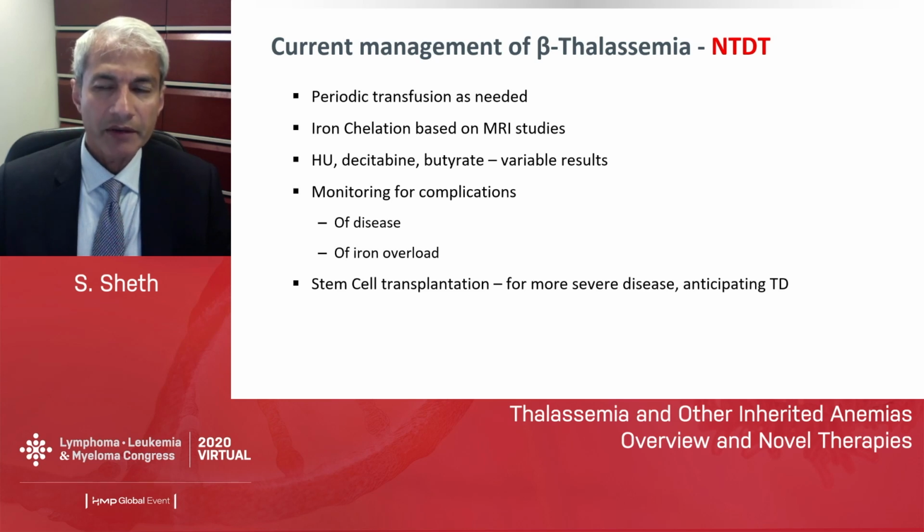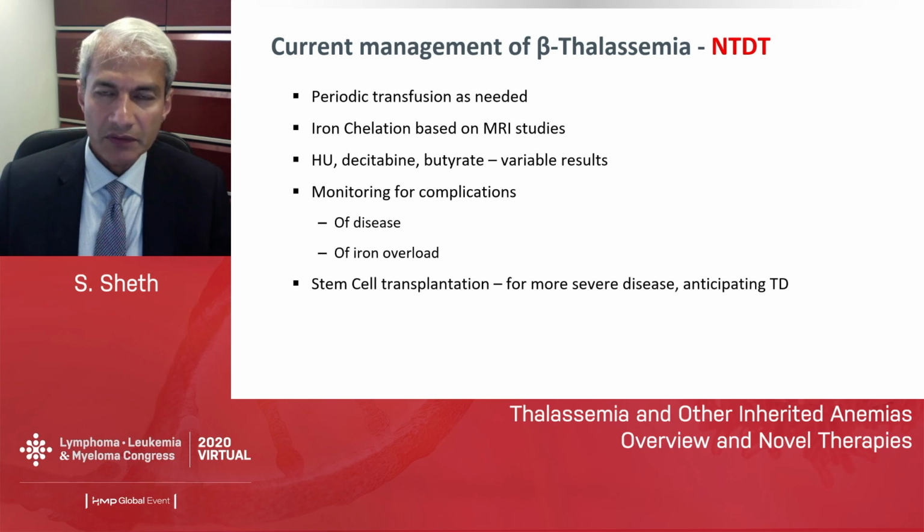Hydroxyurea, decitabine, and butyrate have all been used to try and modify erythropoiesis in these individuals. Results are variable and in general not very good, and so these are not really mainstays of therapy for non-transfusion dependent thalassemia. Obviously, you have to continue monitoring for complications, both of the disease itself as well as for iron overload. And stem cell transplantation has been used in non-transfusion dependent thalassemia also to cure them, usually reserved for the more severe disease individuals who are requiring more intermittent transfusions or who show signs of progressing from the complication standpoint to requiring transfusions regularly as well.